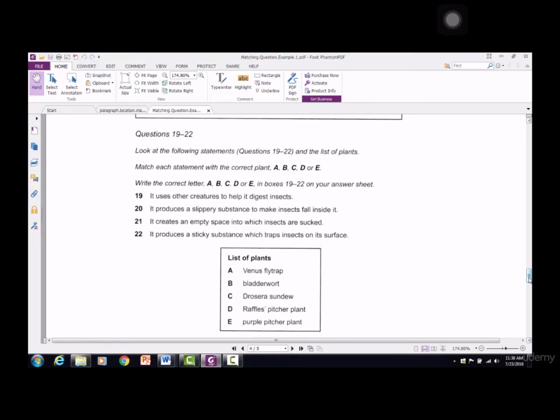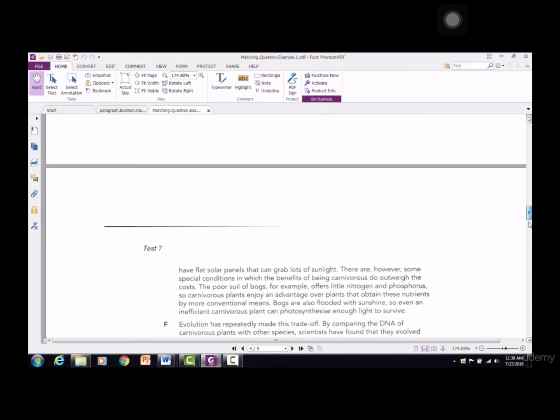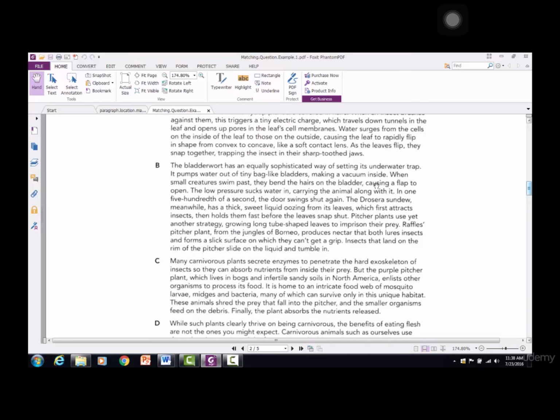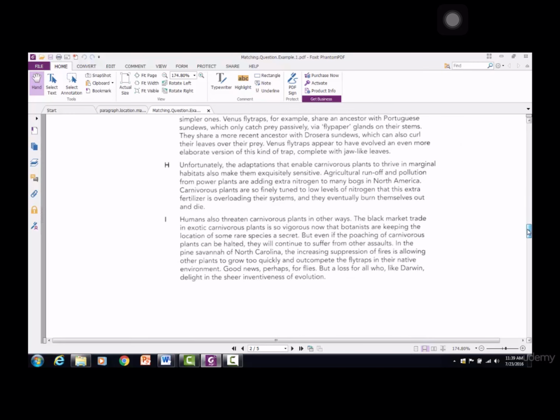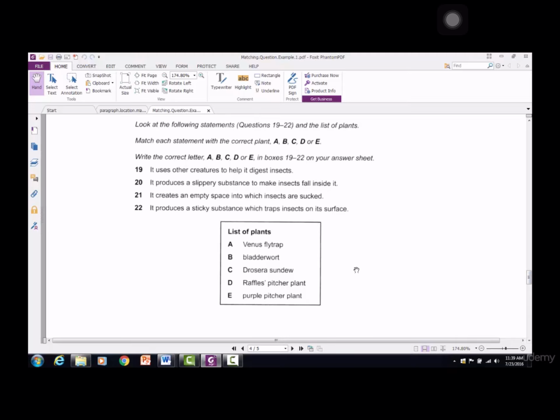If you want, go ahead and rewind the tape and you can look back at the sentence again. But we looked at the sentence for the bladderwort right here, and we read these sentences and look at its methodology of what it's doing, and it talks about it using pressure to suck water in and carry the animal along with it. It said it makes a vacuum, and a vacuum is a synonym for empty space. Okay, so that means that on our answer sheet we would mark number 21 as being B for bladderwort.